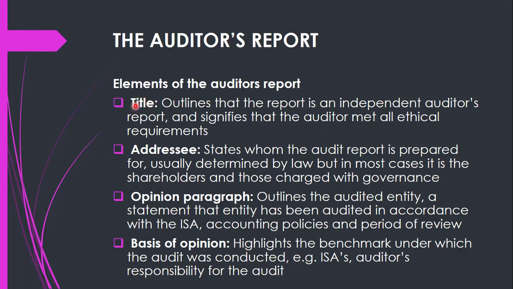So one is the title. What is contained in the title? The title outlines that the report is an independent auditor's report and signifies that the auditor met all ethical requirements. Then two, the addressee. The addressee paragraph states whom the audit report is prepared for. It's usually determined by the law, but in most cases, it's the shareholders and those charged with governance. So the addressee is just whom the particular audit report is targeted at. Who is the auditor preparing the audit report for?